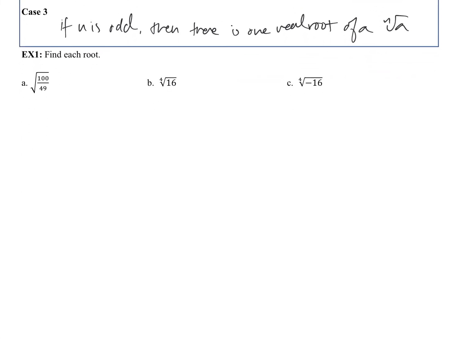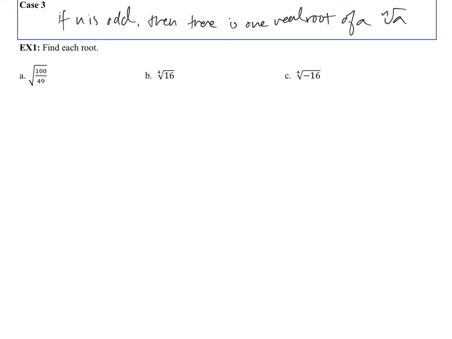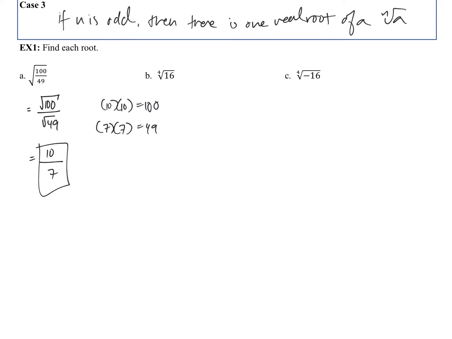So let's take a look at example 1. Find each root. And what does finding a root mean? Basically, you're just simplifying it. So the square root of 100 over 49. Well, I can simplify this using rules of roots to root 100 over root 49. Root 100 is just asking what times itself gives me 100. Well, we know that's 10 times 10, so the root of 100 is 10. Now root 49 is asking what times itself twice gives me 49. And I know that that is 7. So my answer is 10 over 7.